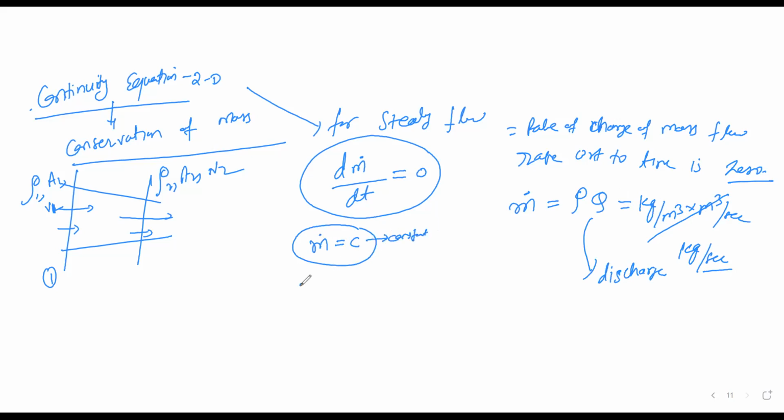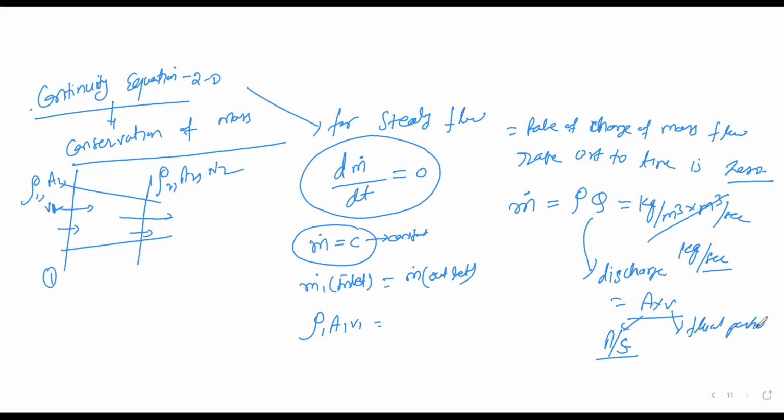And constant means the mass flow rate at inlet must be equal to mass flow rate at outlet. So it's given as rho1 a1 v1, because यहाँ पे discharge का formula होता है area into velocity. That is area of cross section, that is cross sectional area, and the velocity of fluid particle. So the mass flow rate at inlet is given as rho1 a1 v1 must be equal to rho2 a2 v2.